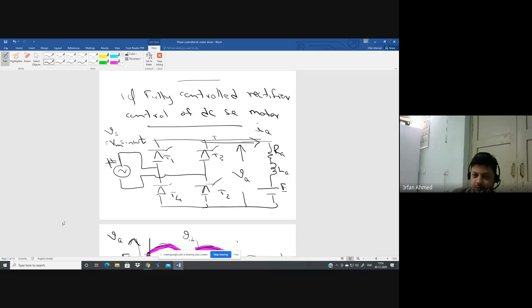As compared to the Ward-Leonard method, it has a very small footprint. The cost is also less. As compared with the transformer method, here you can get smooth control of speed. What are the drawbacks of this method?